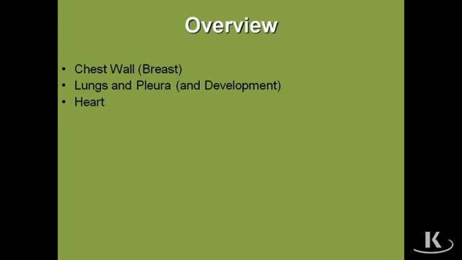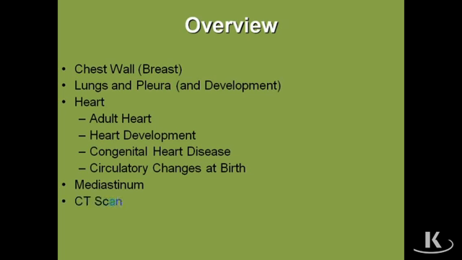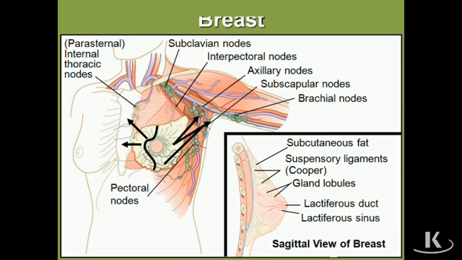And then we'll turn our attention to the heart and talk about the adult heart, the embryonic development of the heart, and of course the abnormalities in development that lead to congenital heart disease. And we'll talk about the changes in circulation comparing prenatal with postnatal circulation. We'll then cover the remainder of the thoracic contents in the mediastinum, and then we will review all of the thorax using CT scans as our method of review. So let's start with the breast.